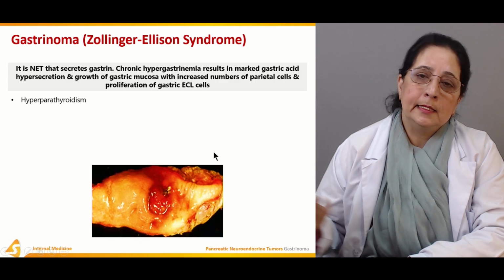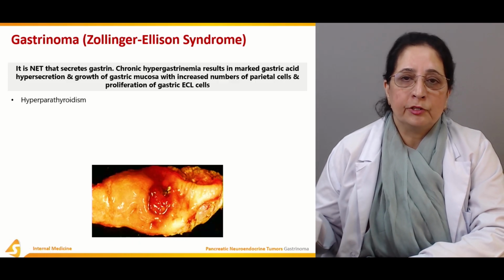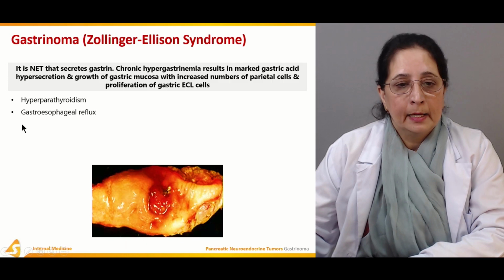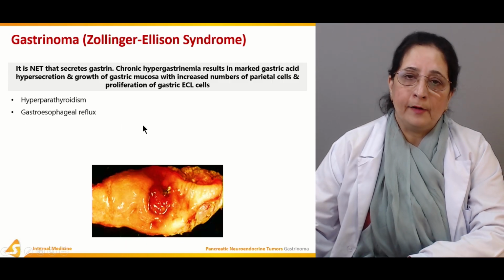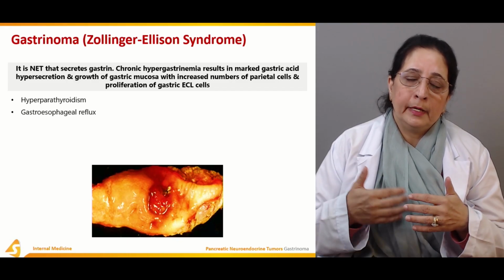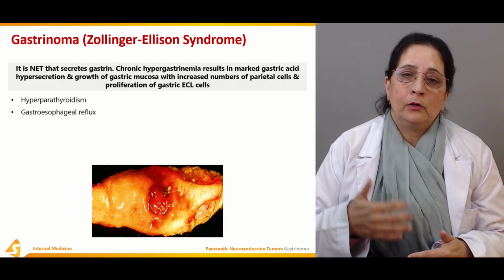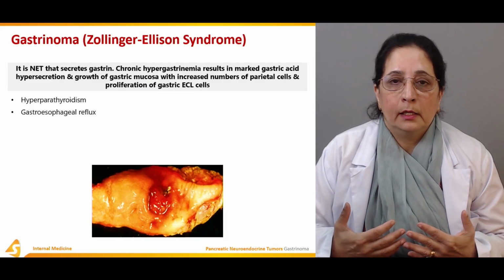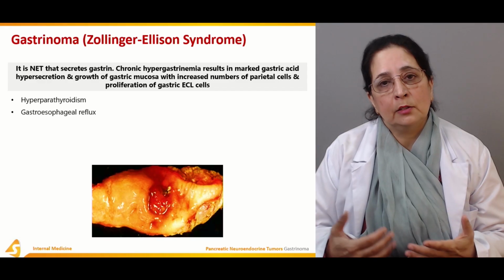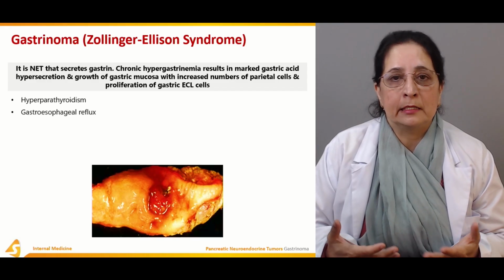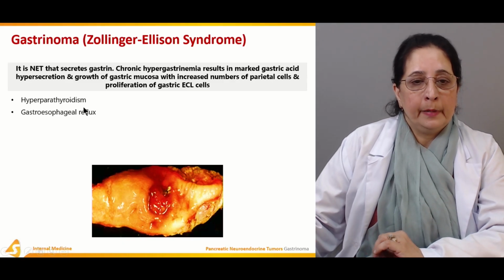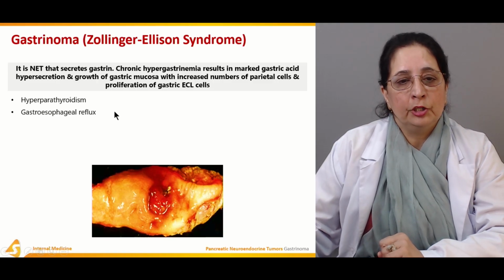Hyperparathyroidism: in Zollinger-Ellison syndrome, along with hypergastrinemia, there is also hyperparathyroidism. Gastroesophageal reflux: this is when food from the stomach goes back into the esophagus, causing heartburn. Sometimes chronic gastroesophageal reflux is also associated with complications like stenosis and different conditions. So hyperparathyroidism and gastroesophageal reflux.